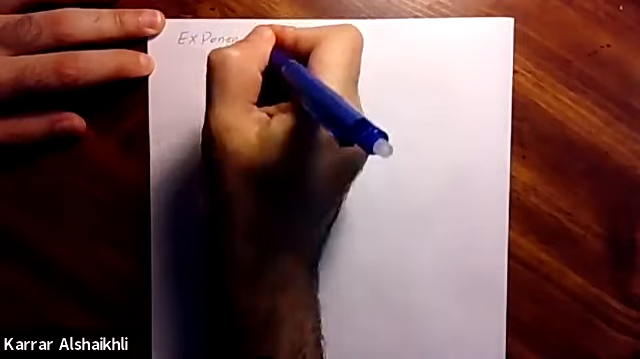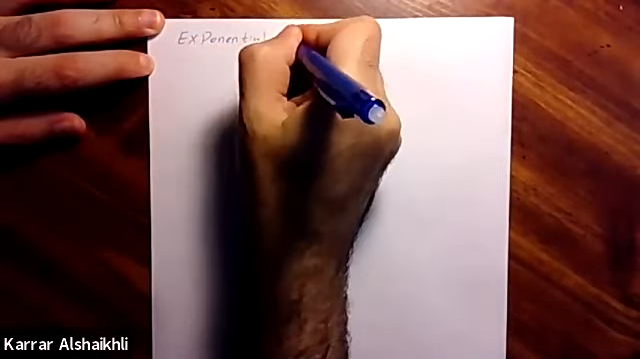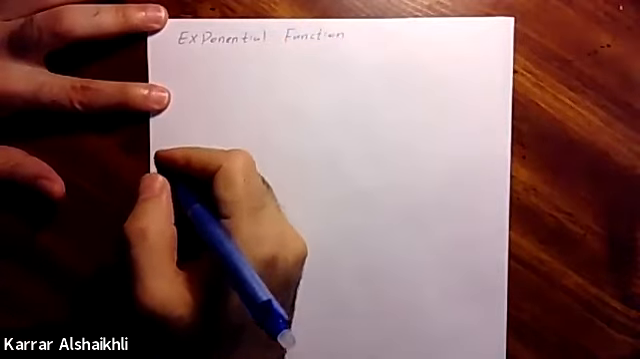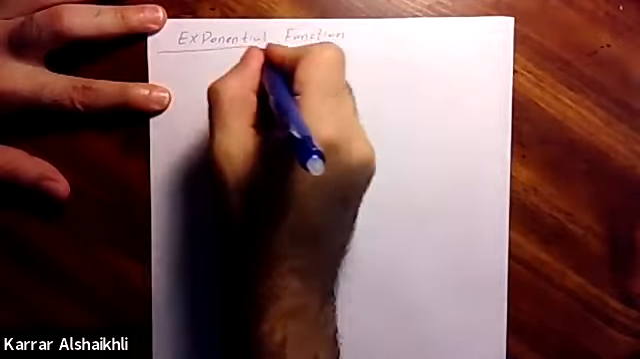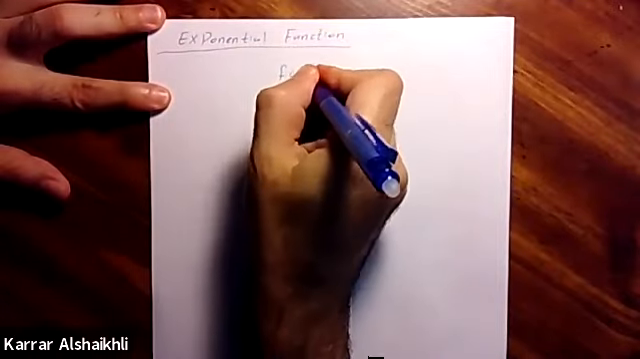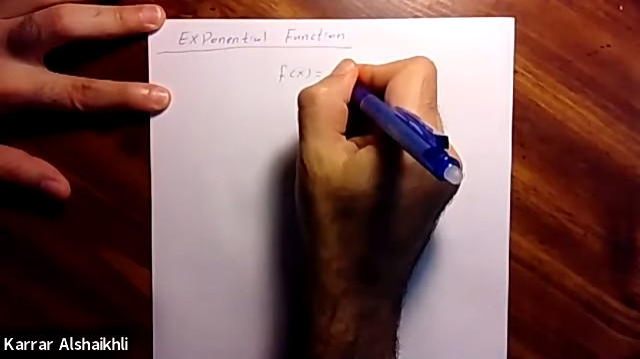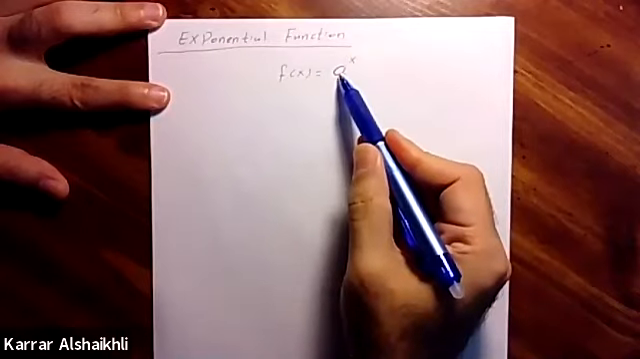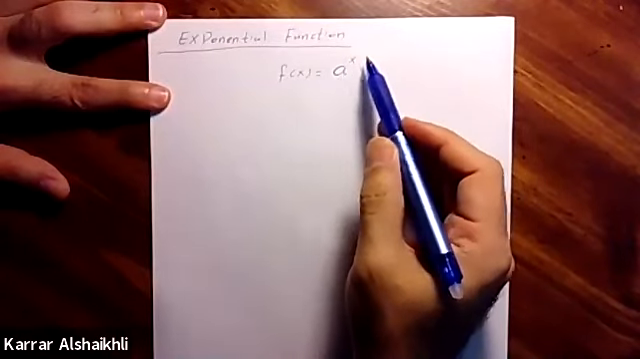So the exponential function, if you want to graph an exponential function, let's take some rules about how to graph exponential functions. So here's the exponential function. Let's take the general form. F of x equals a to x. A is any number, that's a number with x, that's why we call it exponential function.